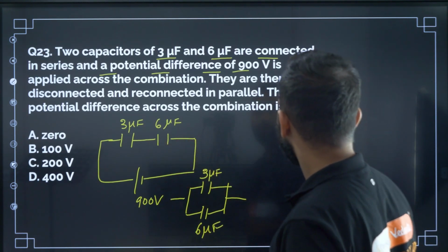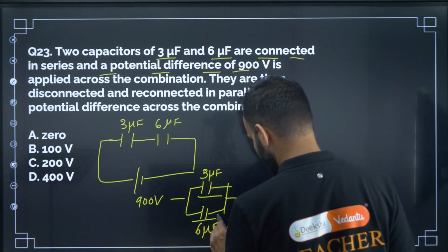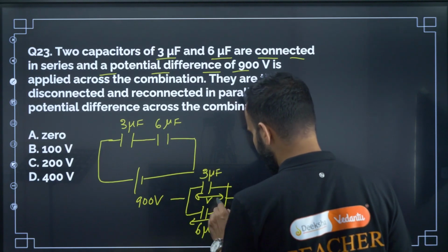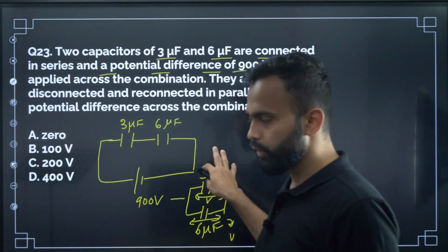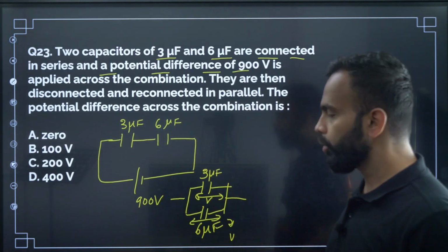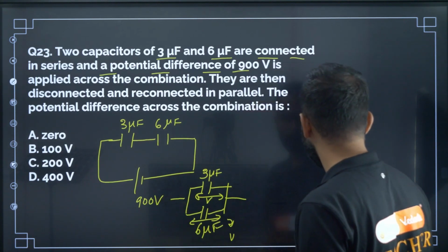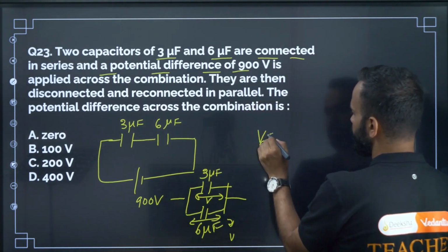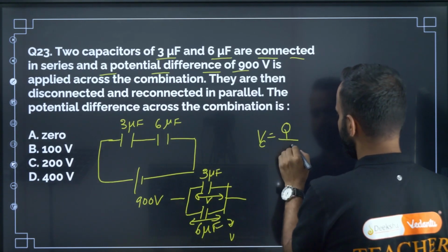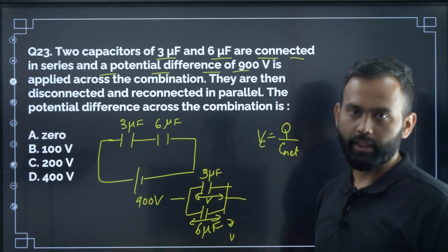The potential difference across the combination, so we need to find the potential difference across the combination. This is in parallel, isn't it? So the potential difference across 3 microfarad is the same as across 6 microfarad. We need to find the common potential. The common potential Vc is equal to total charge divided by net capacitance, or C equivalent. So let us find the total charge.